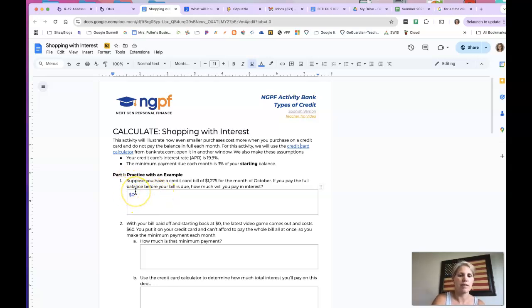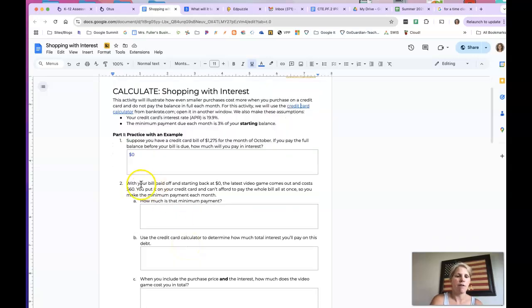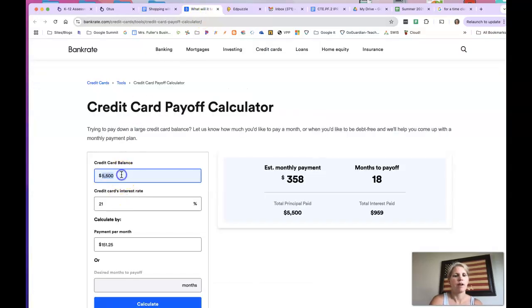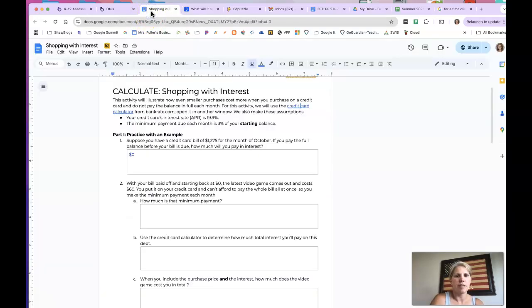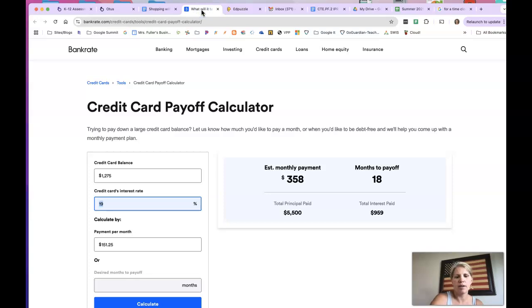So that is there. So now though, for number 2, here's where we're going to have to put the numbers into the calculator. So we'll come here, our balance is $12.75. Our interest was 19.9, and then you would have to use your calculator to figure out what should we be paying off.